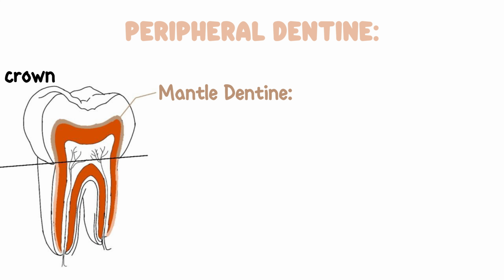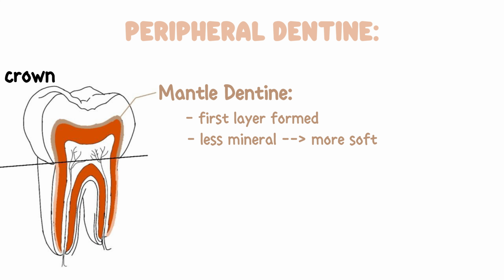It's like the base layer during construction, formed first and slightly softer because it's less mineralized, which helps the tooth absorb impact. Moving to the root, we find two unique types of dentin.